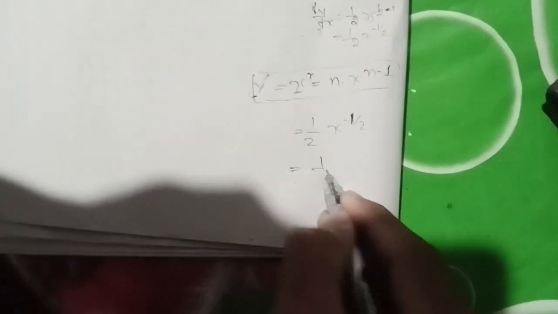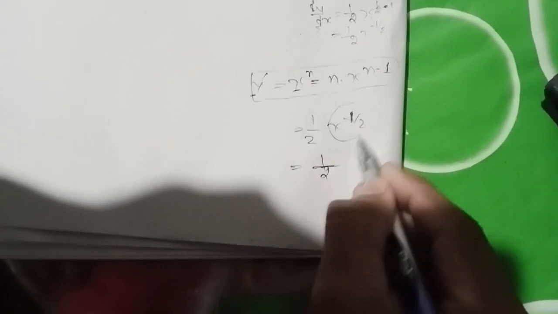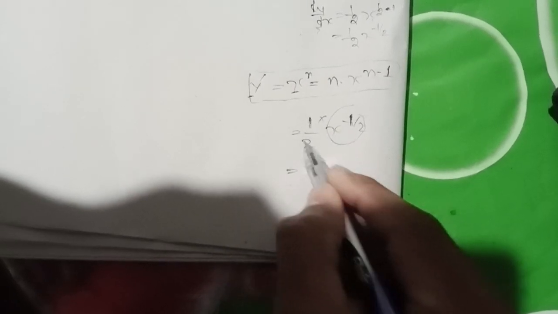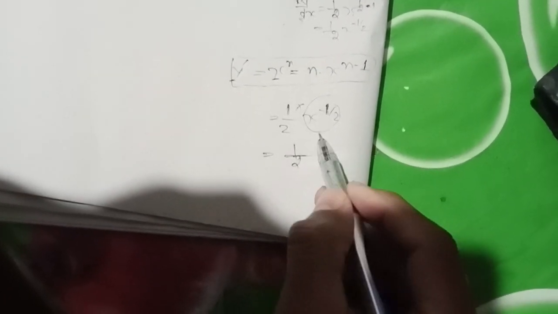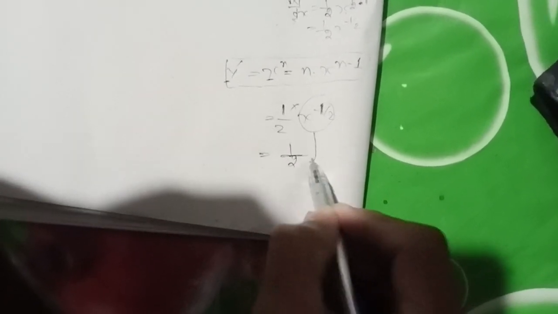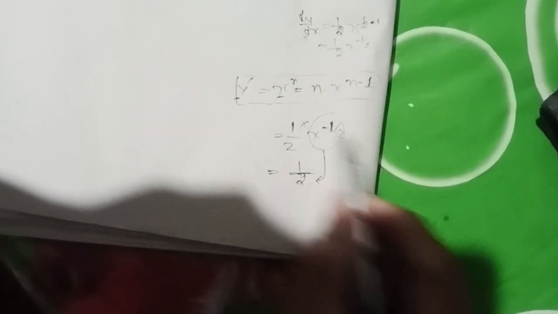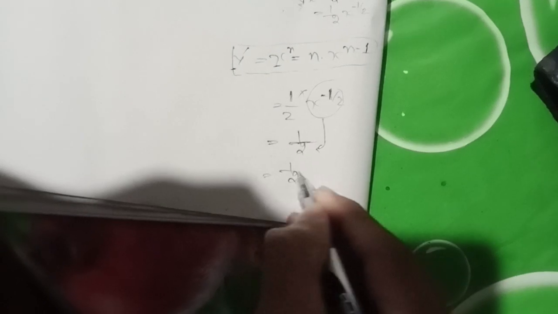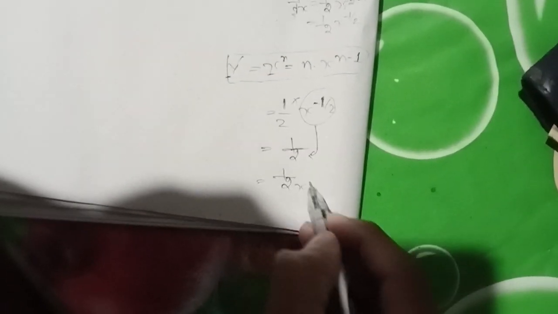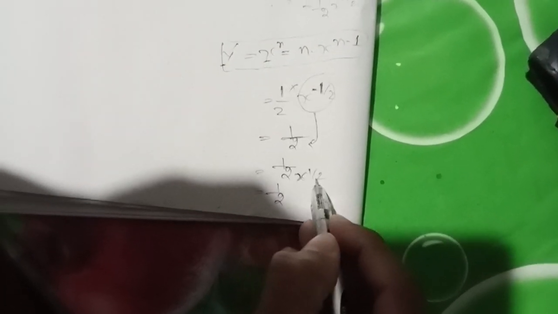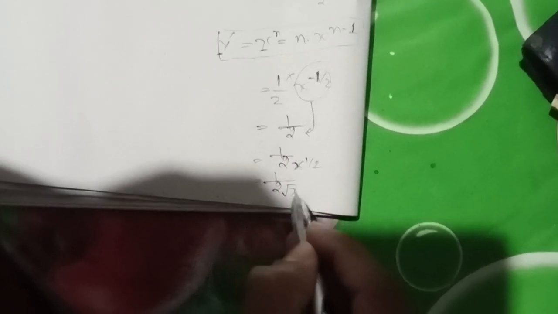So 1 by 2, this is multiplied with 1, not 2, not with 2. When this term comes in the denominator, then the minus is removed. 1 by 2 times x to the power 1 by 2, as a power 1 by 2 half, we can write under root over x. Yes or no? And this is similar to this.